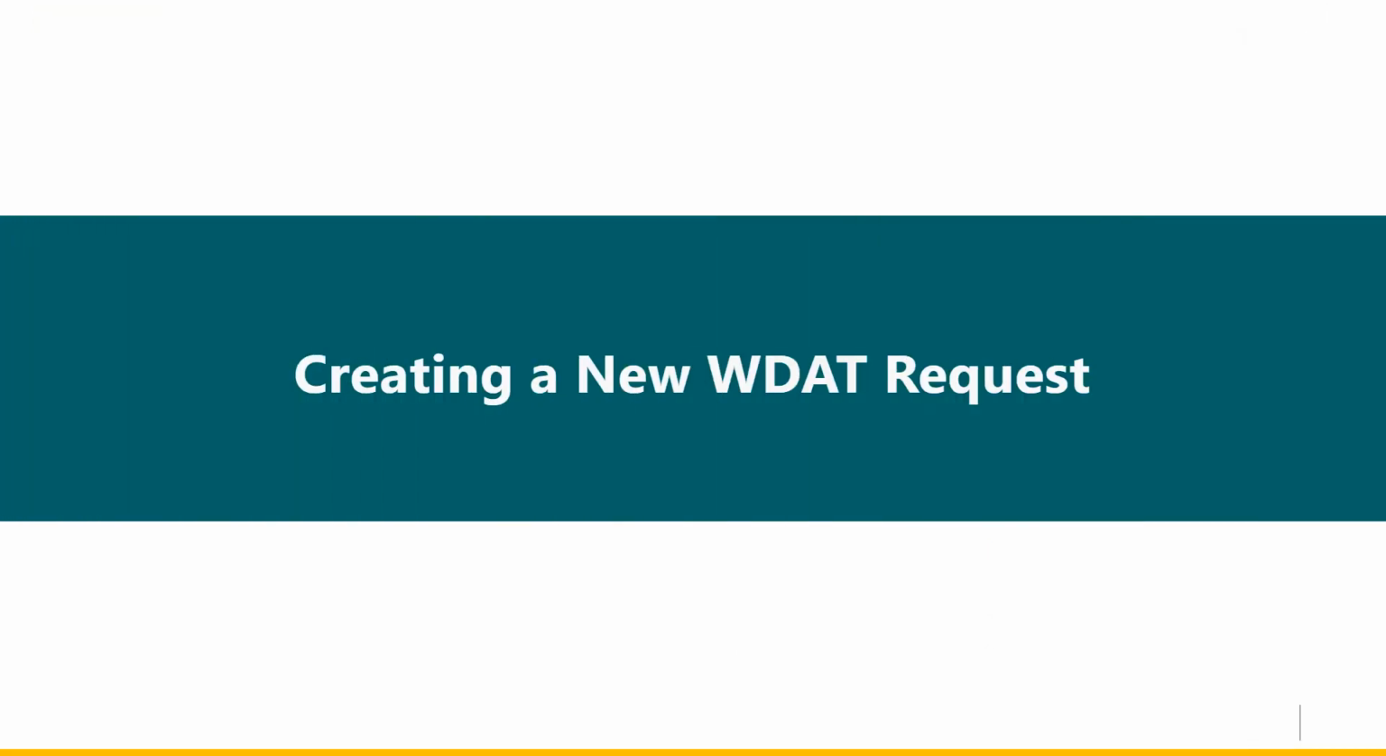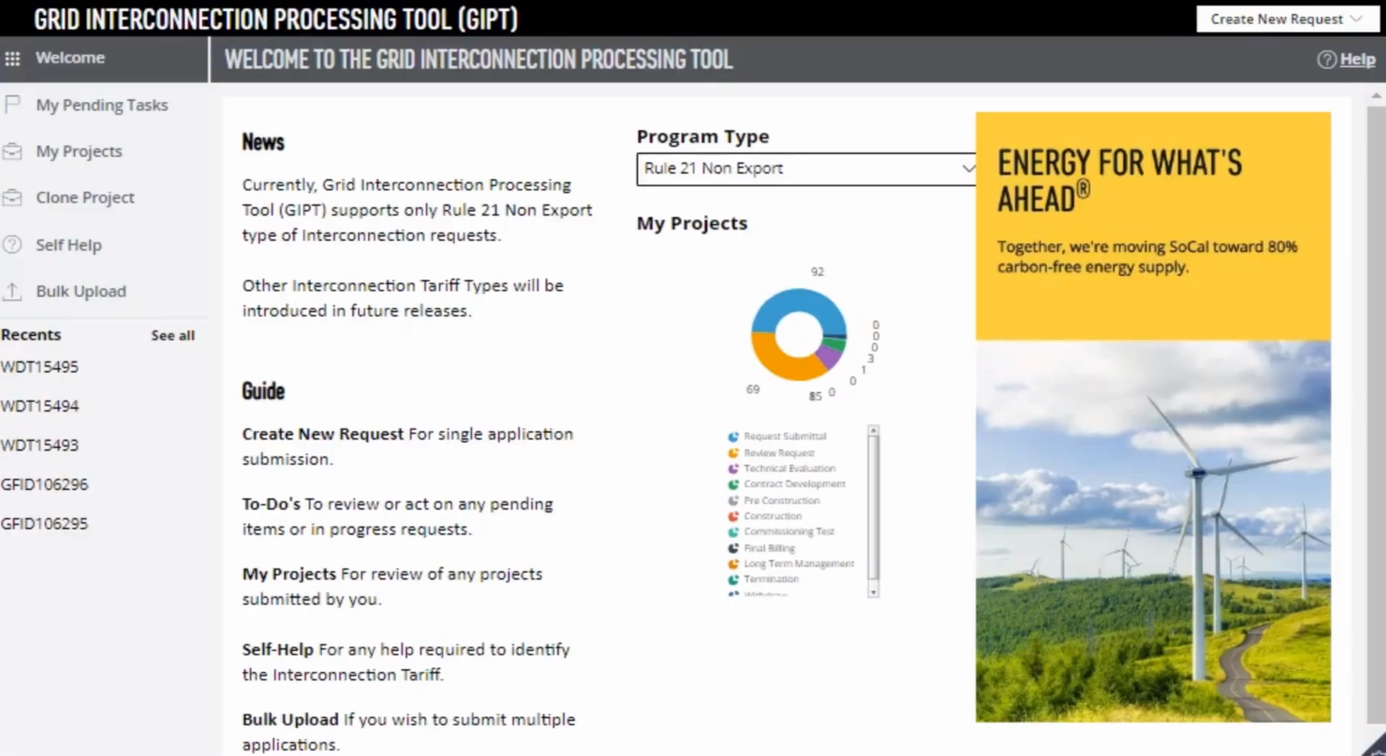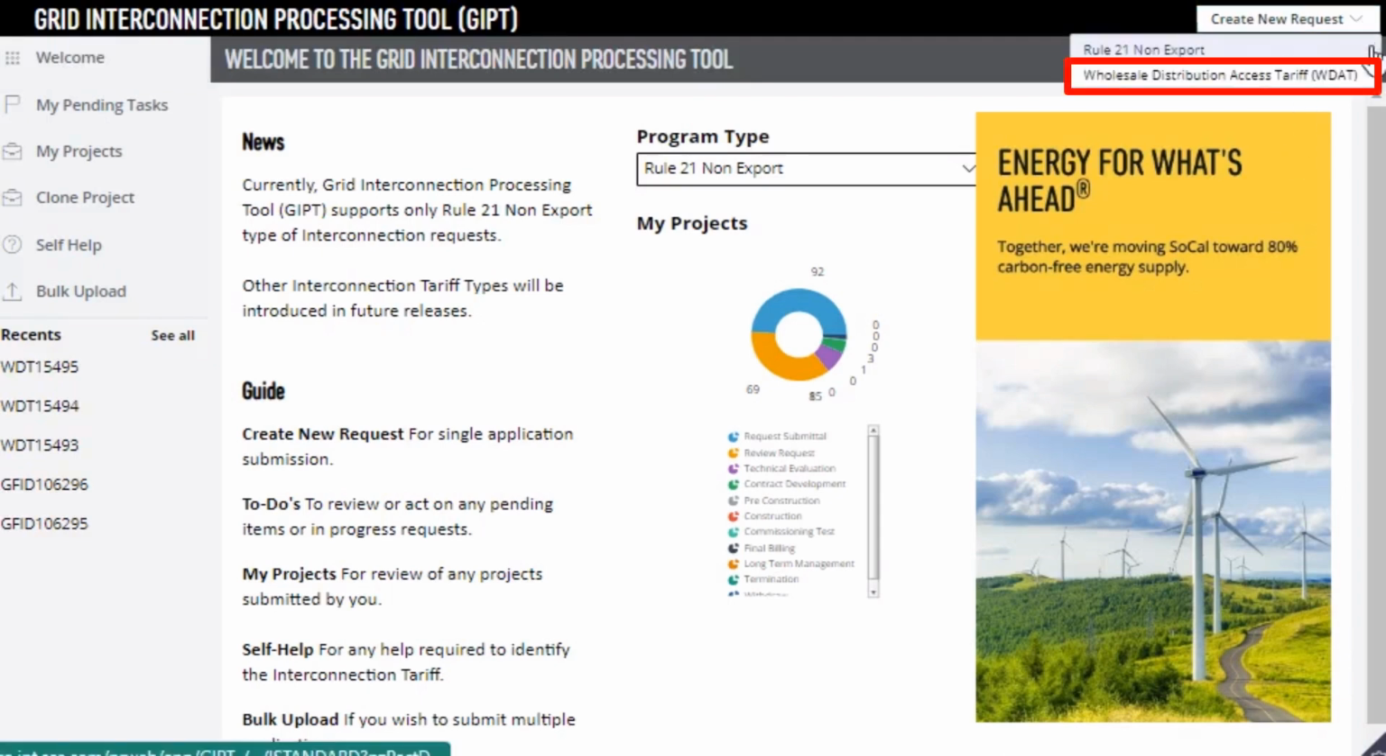Creating a new WDAT request. To create a new WDAT request, click the Create New Request drop-down menu. Then select Wholesale Distribution Access Tariff, WDAT. Make sure to select WDAT for all WDAT requests.